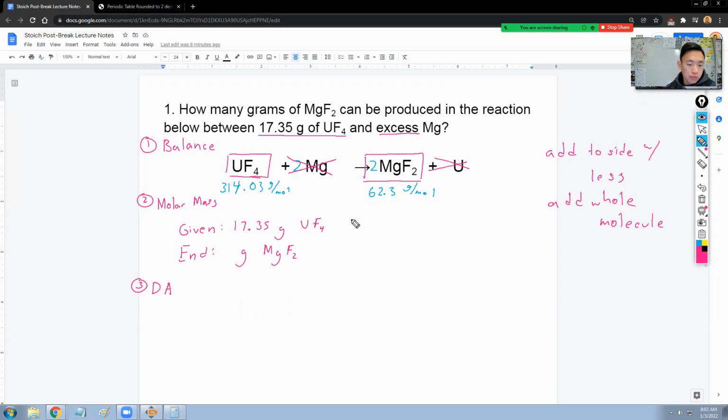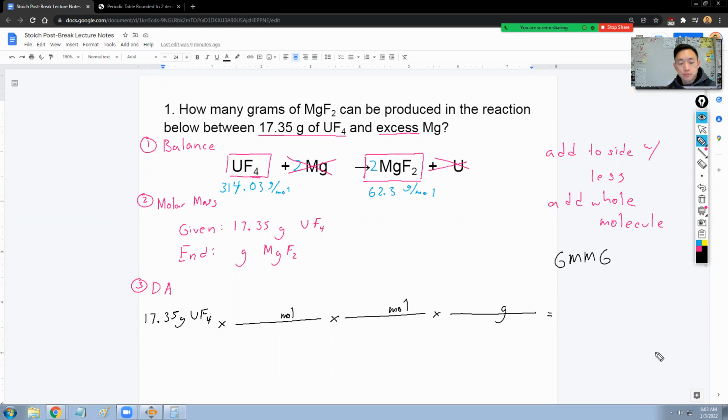Okay, you're gonna take your starting number of 17.35 grams of UF4. And then hopefully you remember that we always set up 3 fractions. And then on the top of the fractions, we always put gmgm. Okay, gmgm. G is grams, m is moles, m is moles, and g is grams. So gmgm. Okay, this is going to allow us to put in our numbers and our units of measurement more easily.